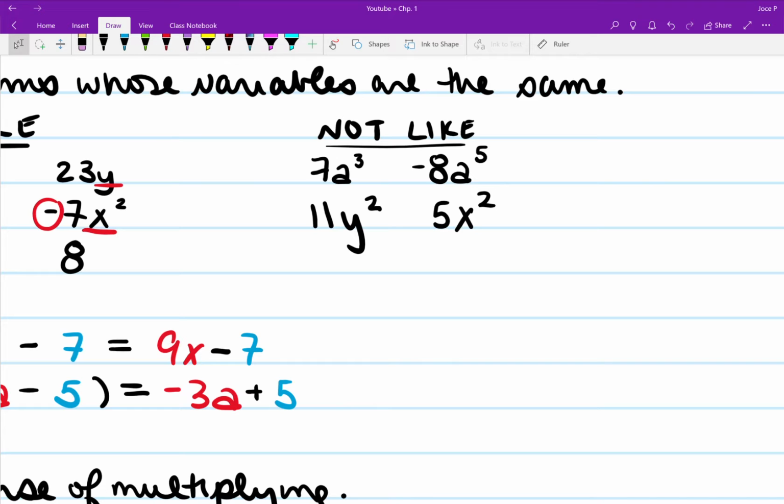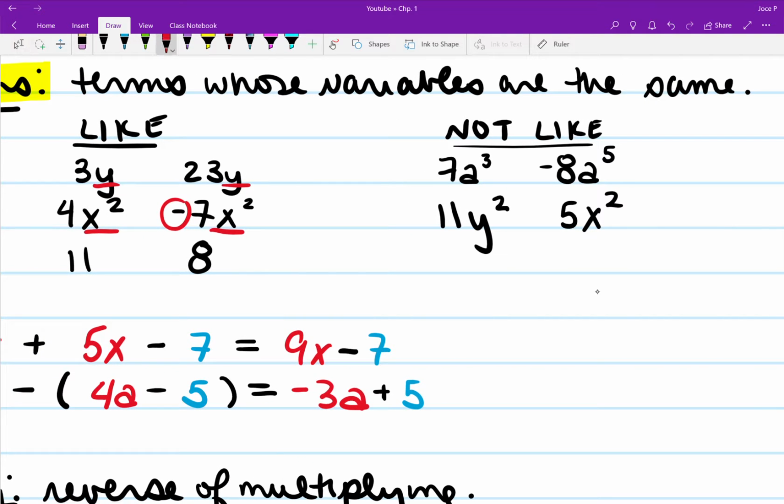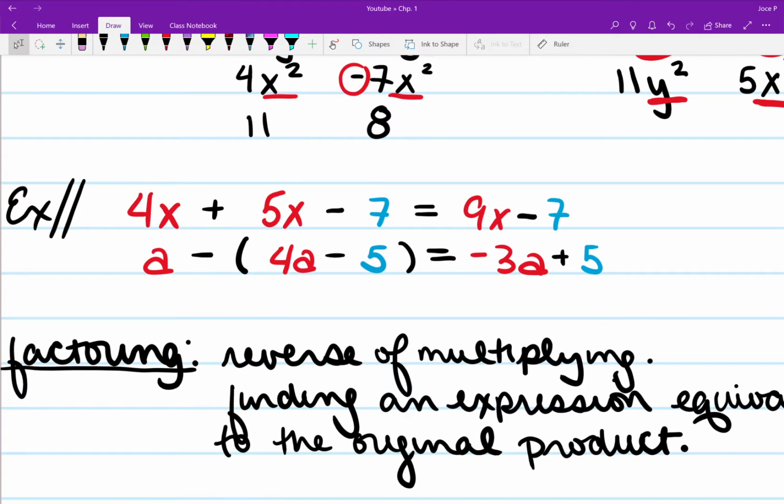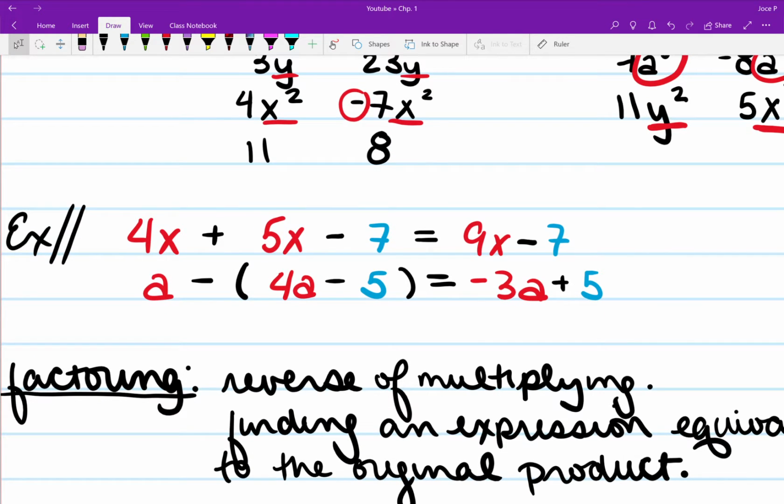Not like terms: 7a cubed and negative 8a to the 5th. They're not like because of the negative and positive, as this example over here showed. Rather, they're not like because a to the 5th is raised to a different power than a to the 3rd. Then 11y squared is different than 5x squared because this is a y squared and this is an x squared. Here is an example. What are we going to do with like terms? Well, we're going to combine them. So 4x plus 5x minus 7, we're going to combine the 4x and 5x into a 9x.